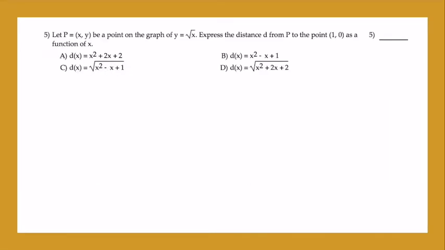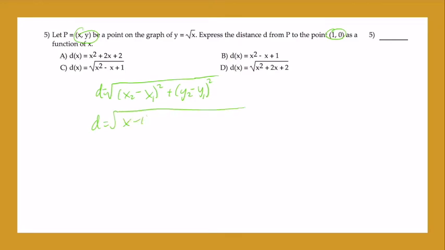Last but not least is a distance problem. So if I have the distance between any 2 points, that's going to be the square root of x2 minus x1 squared plus y2 minus y1 squared. Well, I have 2 points. I have the point (x, y) and the point (0, 1). So my distance is the square root of x minus 1, I'm substituting in my 2 points, squared plus y minus 0 squared. So my distance is the square root of x minus 1 squared plus y squared.